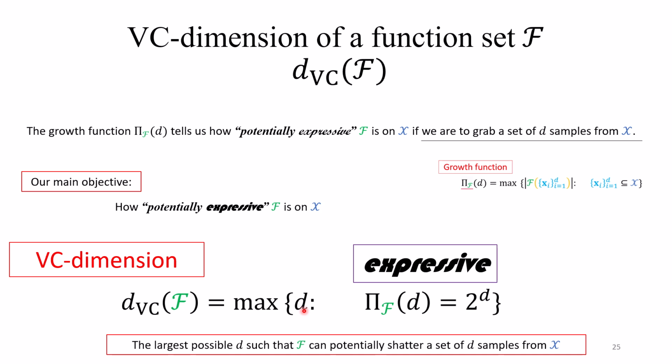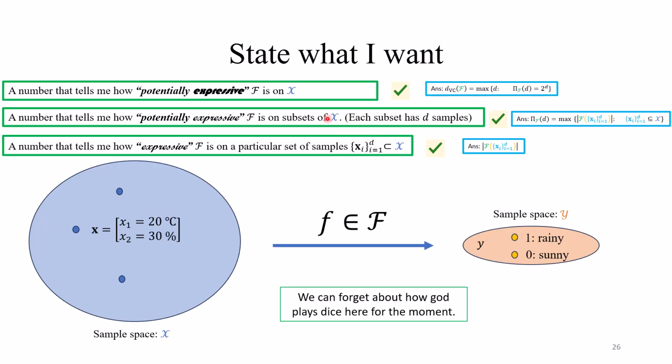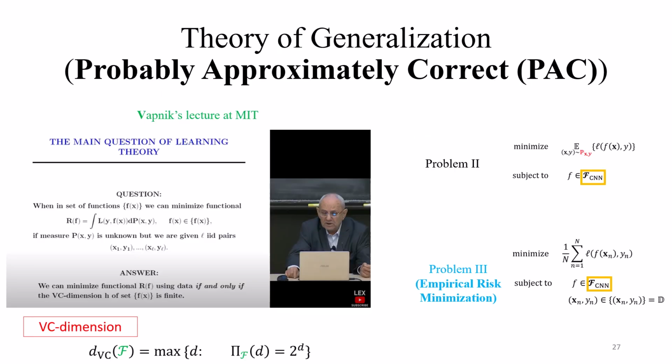So this is the definition of the VC dimension, named after Professors Vladimir Vapnik and Alexey Chervonenkis. It is essentially the largest possible d such that F can potentially shatter a set of d samples from X. So there you have it. We have briefly explained the notion of complexity of a function set by asking these questions and solving them one by one. So complexity refers to what I call potentially expressive here.